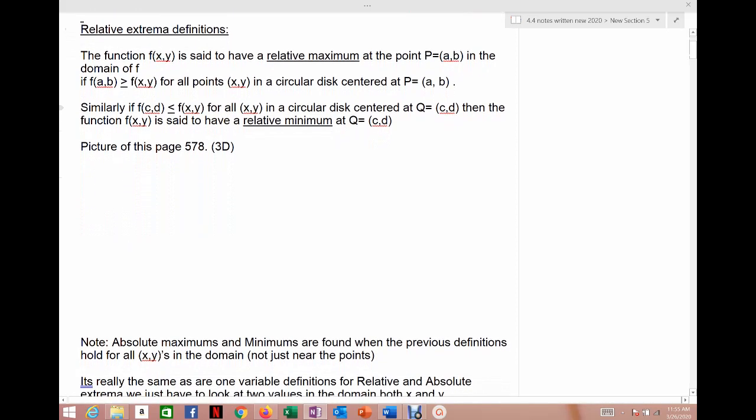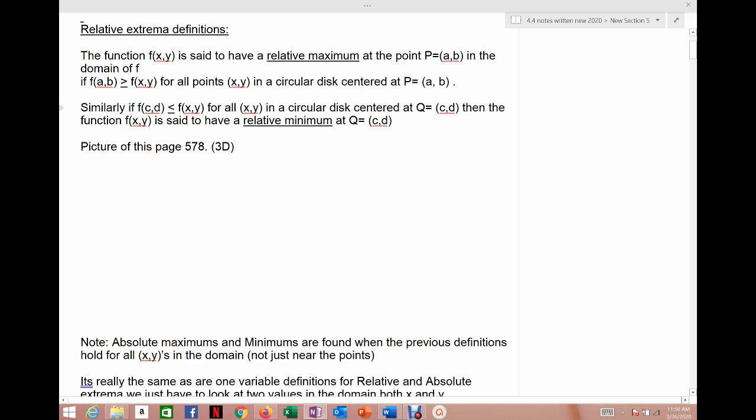Alright, so relative extrema definitions for multivariable functions are very similar to what we had in one variable functions. A function f of x, y is said to have a relative maximum at some point (a, b), where a represents my x value and b my y value, in the domain of my original function, if, when I plug that point in, it's bigger than all of the function values of f of x, y near that point, on a circular disk around that point.